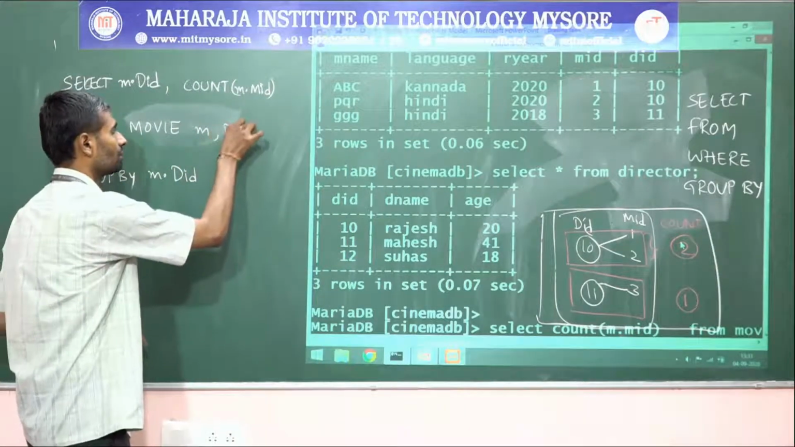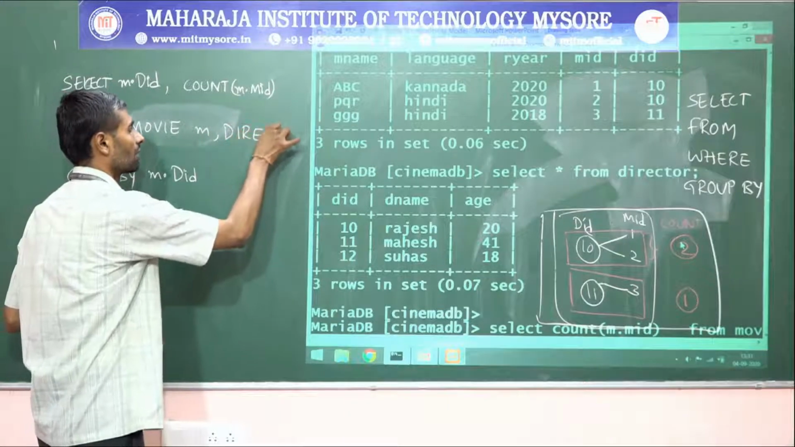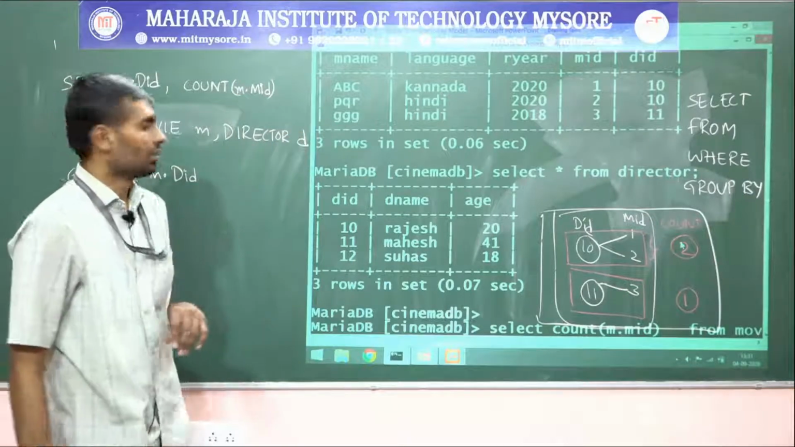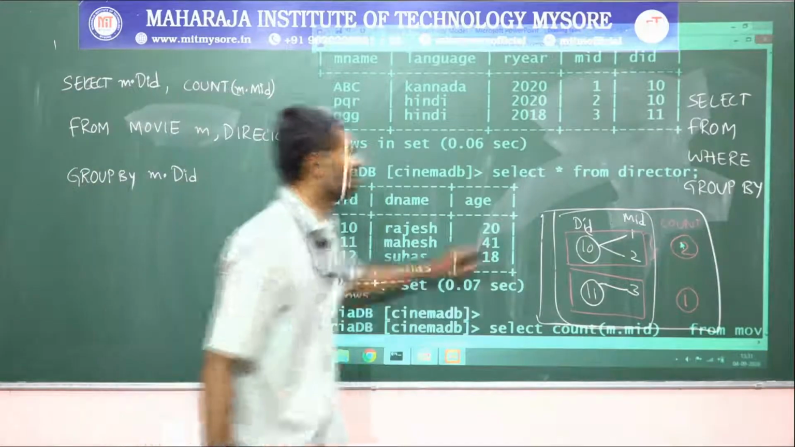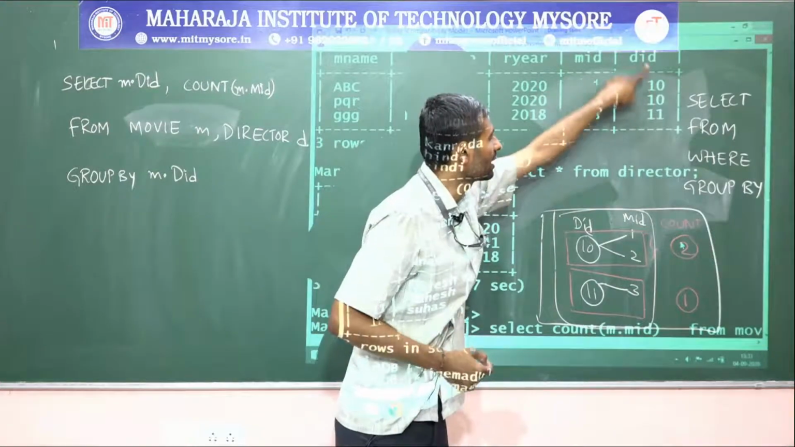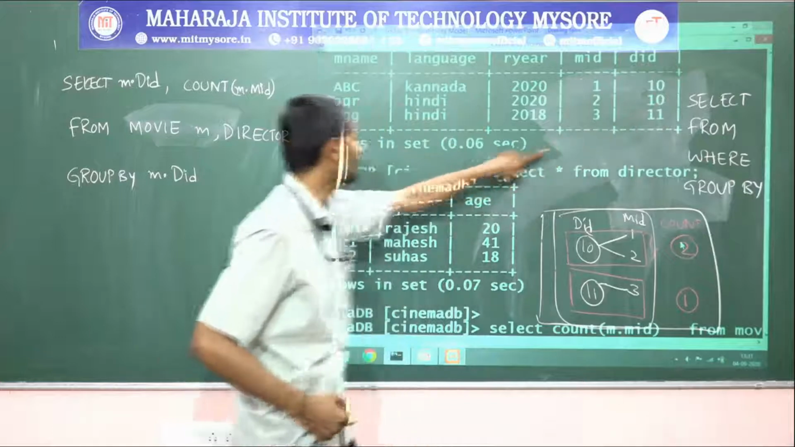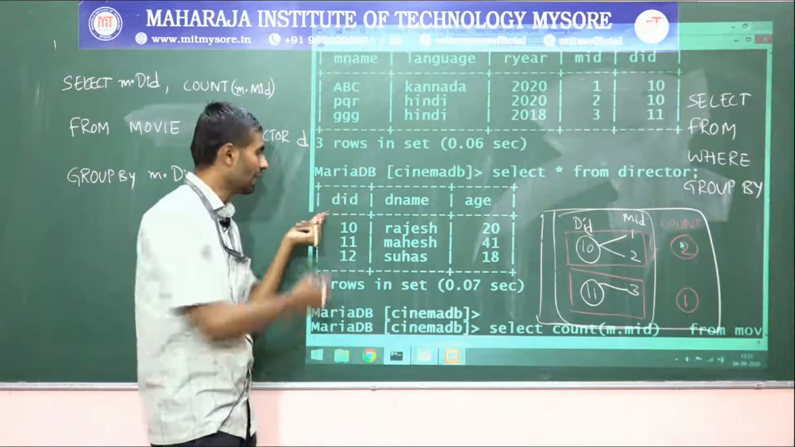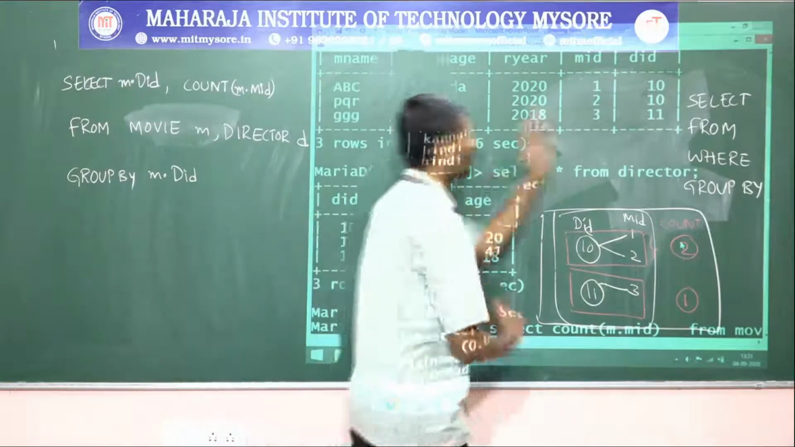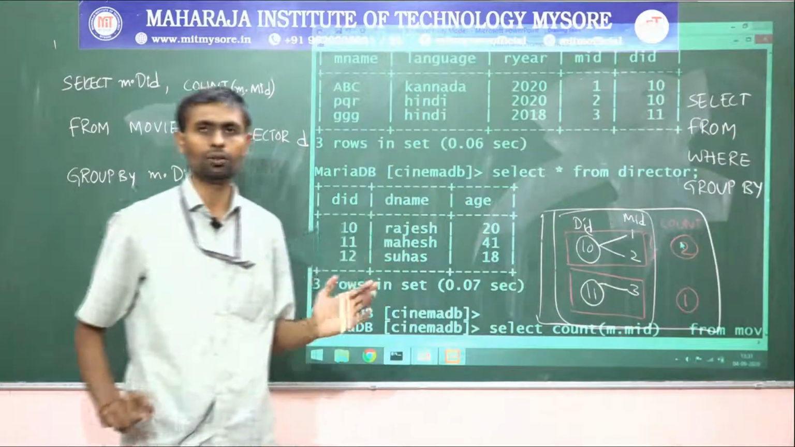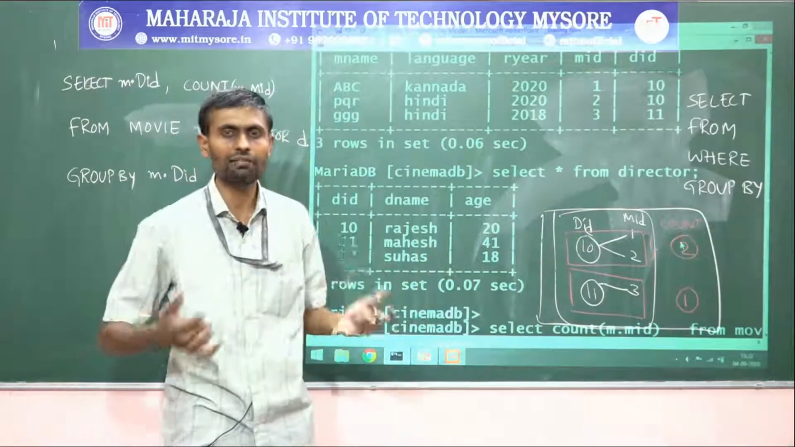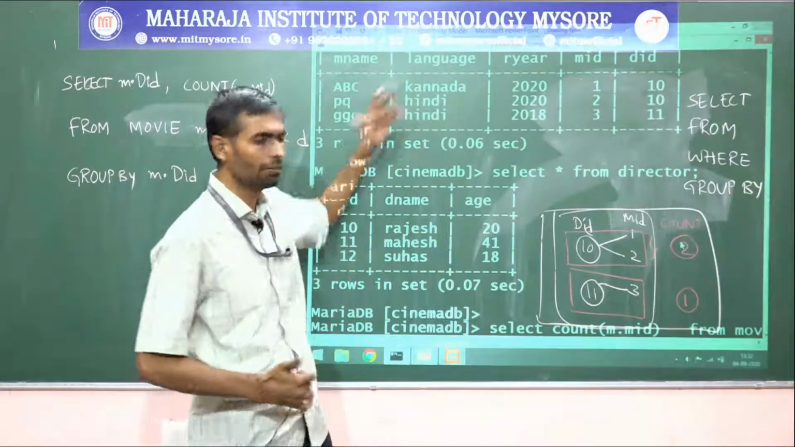So let me write director. Let me call it D. Aliasing. Suppose you ask, hey DID 10, what is your name? It takes me to the director table and compares the director table's director ID with that, and tries to match with its common attribute. That means a foreign key, which acts like a bridge between the two tables.